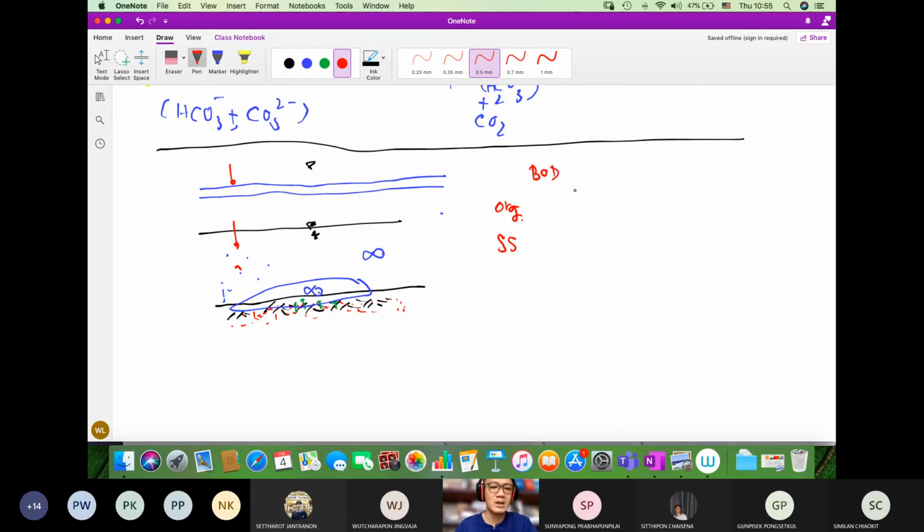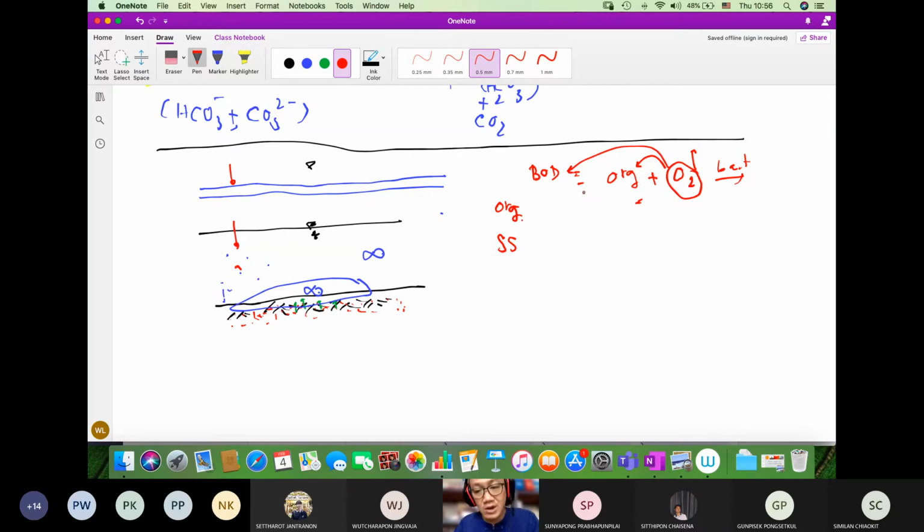Another thing is the BOD. So BOD is equivalent to the amount of organic substance present in water. The higher the organic substance, the higher the BOD value. Again, BOD is the measurement of the oxygen equivalent to the organic substance. So the higher the organic substance dissolved or present in water, the higher the amount of oxygen required to degrade this organic substance. The measurement of the oxygen equivalent is actually the BOD value.